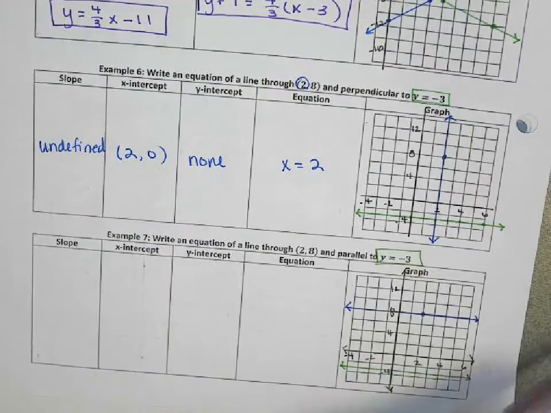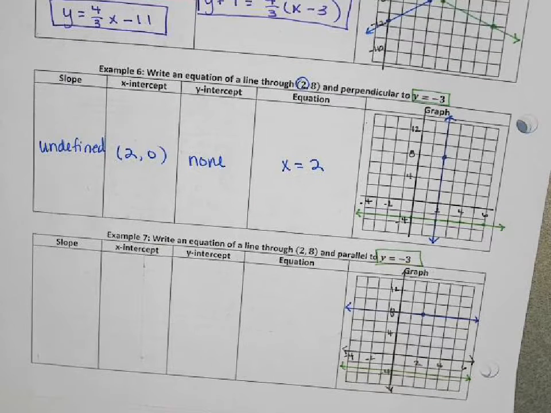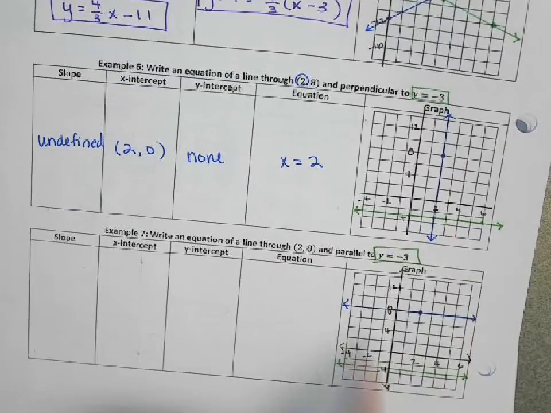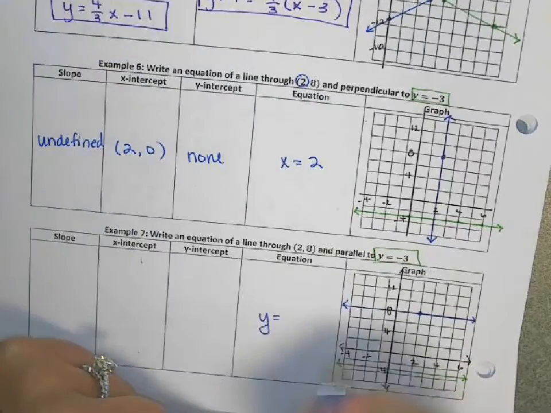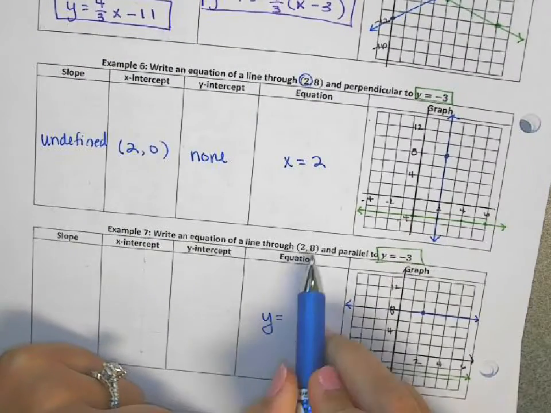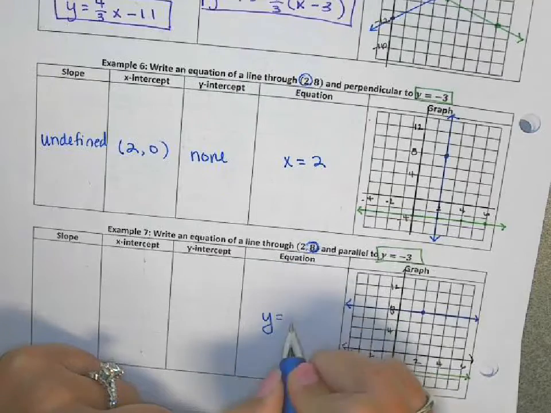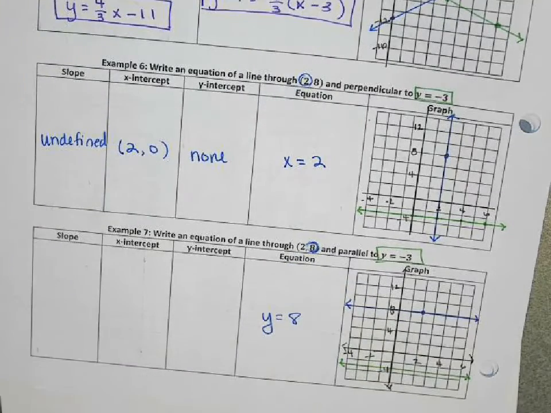Okay, so if it's another horizontal line, how would I write that equation? Horizontal lines are y equals. So I'm going to write y equals, and then what does y have to always be? It tells you right in your point. What does y have to be? 8. So y equals 8 is that horizontal line through the y-axis at 8, and that'll hit that point.